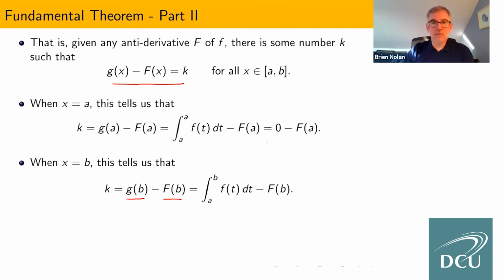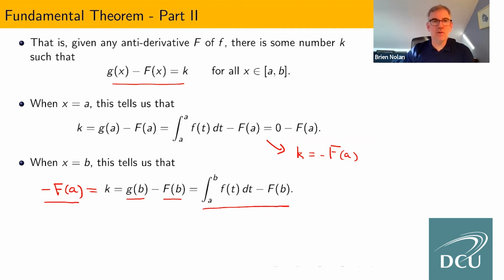But let's remember, from the first equation here, we found that k is equal to minus capital F of a. I need to be very careful there. So in this equation here, I can substitute that number, k equals minus F of a. And now, if I ignore the bit in the middle, minus F of a is equal to the definite integral minus F of b.